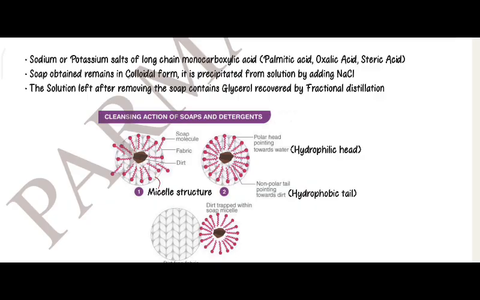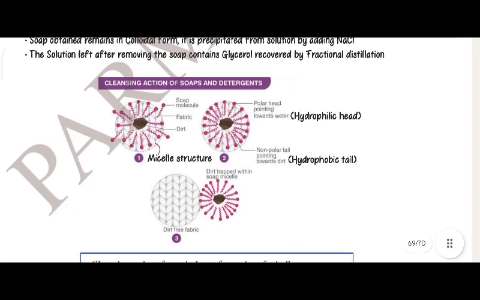The soap obtained remains in colloidal form. It is precipitated from solution by adding NaCl. The solution left after removing the soap contains glycerol, recovered by fractional distillation.